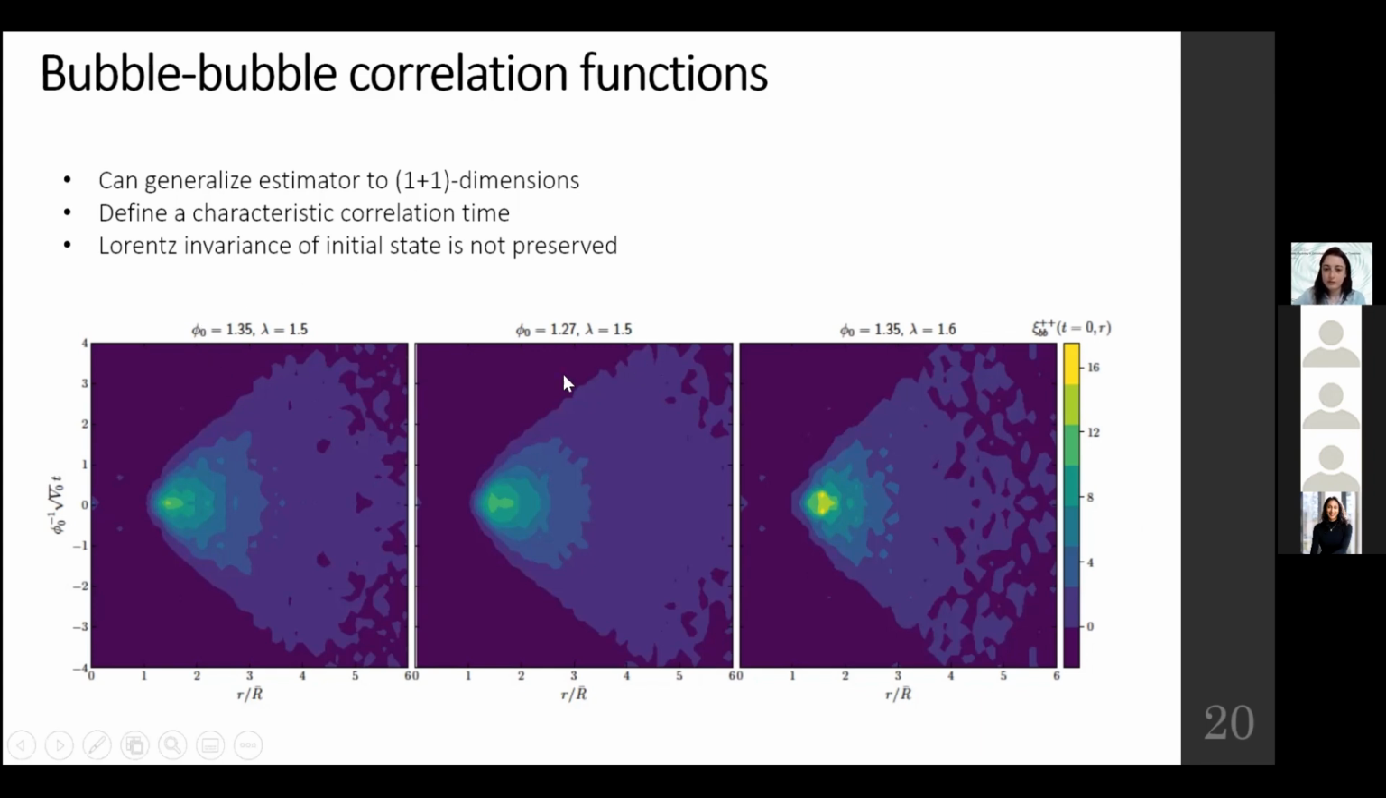And here are the three combinations of parameters that describe the potential and the field amplitude, and the correlation persists in all of them at the same scale.